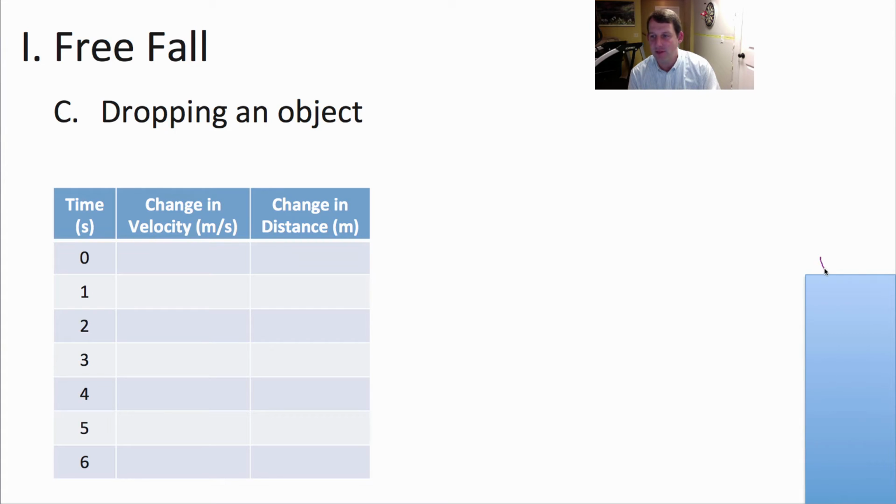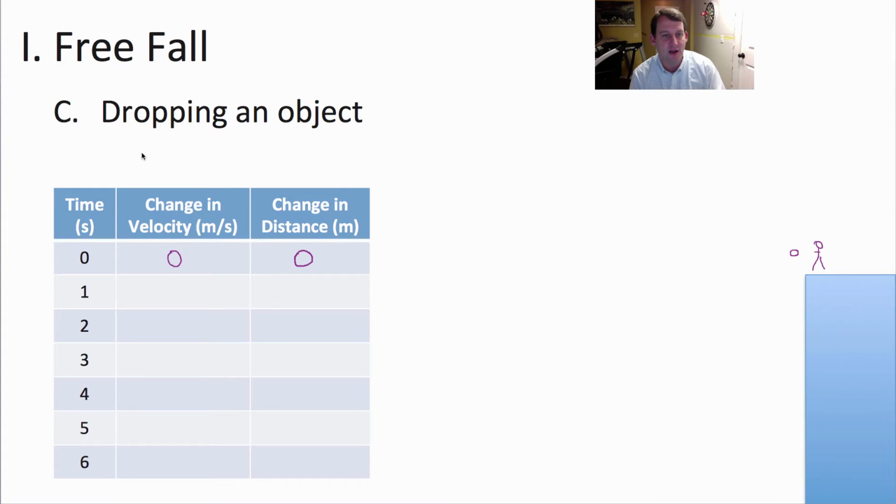So let's put our person up here on the top of this really tall cliff, and they have a ball in their hands, and at time 0 they drop the ball. So at time 0, of course, the velocity of the ball is 0. The change in distance, it hasn't moved yet, is also 0. And our ball is now going to fall down due to gravity. Let's look at its velocity first.